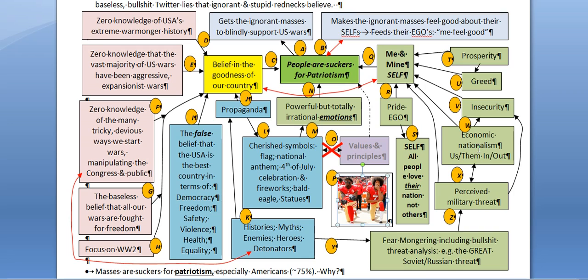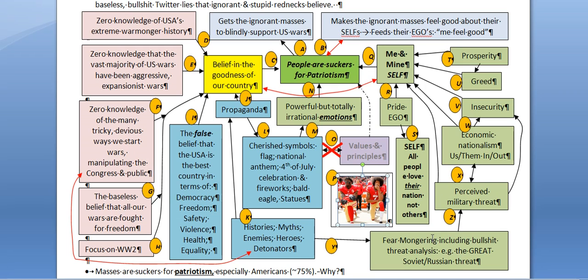All right? And this economic nationalism leads to us versus them mentality. It leads to in-group versus out-group mentality. And that leads to conflict. So that creates a perceived military threat. And that creates more insecurity. Me, mine. All this feeds into me, mine. Makes people suckers for patriotism.